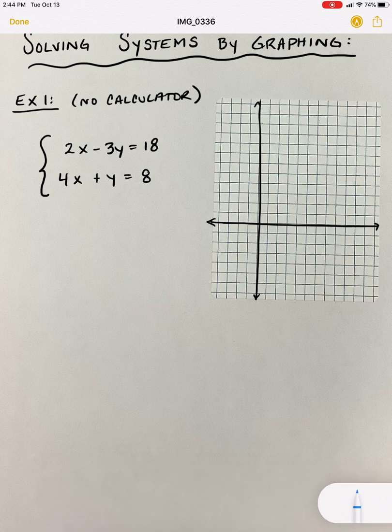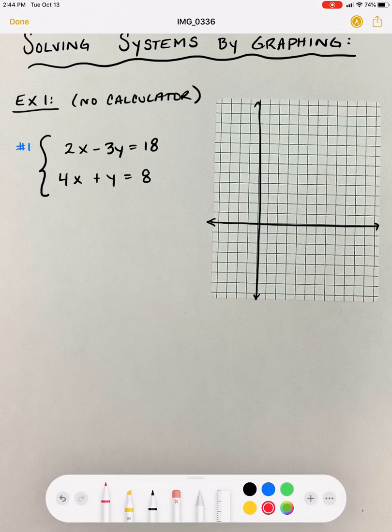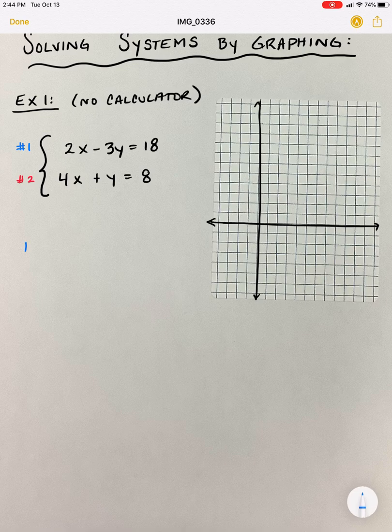All right, so getting started, I'm going to get line number 1 and line number 2 in slope-intercept form. And so I'm going to come down here, and let's rewrite 2x minus 3y equals 18 into slope-intercept form. So we're going to subtract 2x from both sides. Now don't forget about the minus that's in front of the 3. It's going to mean this is a negative 3y. I'm going to put the negative 2x first and then put the plus 18 so that when we write this, it's in slope-intercept form.